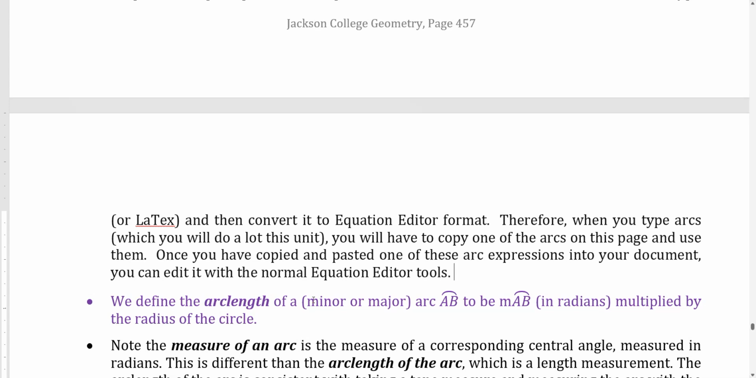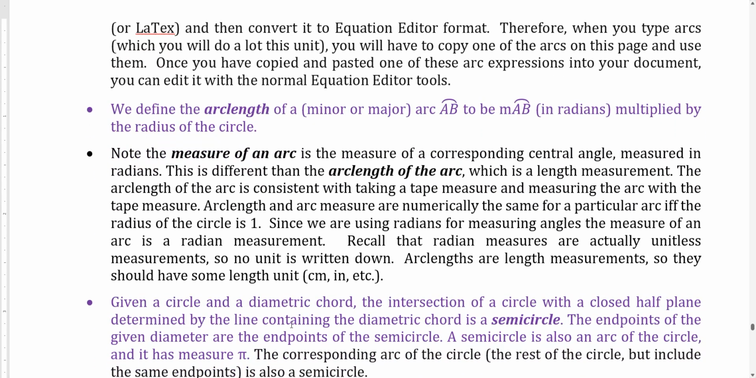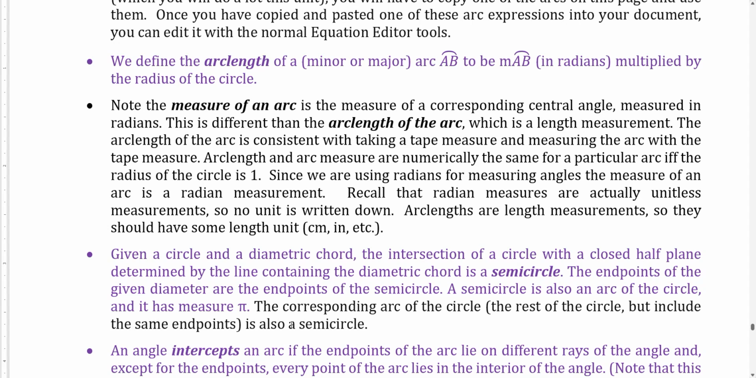Again, we define the arc length of a major or minor arc to be the measure in radians multiplied by the radius of the circle. Once again, note that the measure of an arc is the measure of a corresponding central angle measured in radians. Okay. This is different than the arc length of the arc, which is a length measurement. The arc length of the arc is consistent with taking a tape measure and measuring the arc with the tape measure.